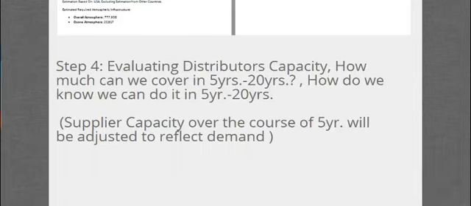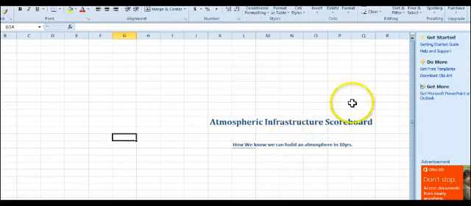The fourth step, which is evaluating distribution capacity, is something that we touched base on very briefly on a sheet that allows us to evaluate how we know we can actually manage an atmospheric infrastructure on a planet such as Mars, and that begins on the next segment of this presentation.